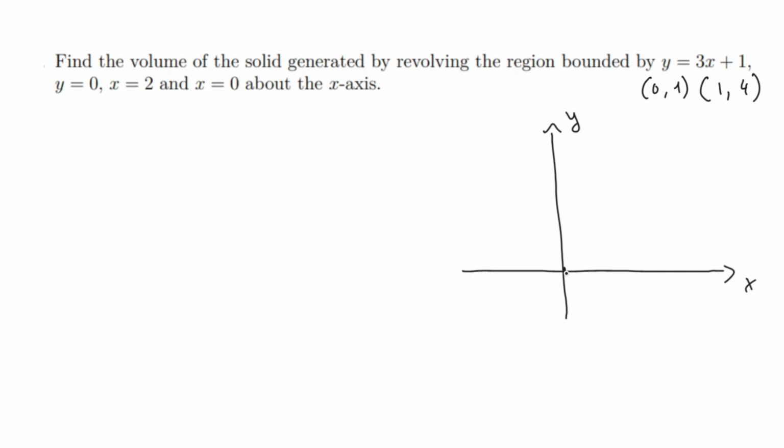When x equals 0, y is 1, so this is the first point. When x equals 1, y equals 4: 1, 2, 3, 4. So this is the point (1, 4). I will connect these 2 points together, and we have y equals 3x plus 1, which is this line. We have to find the volume between this function and y equals 0. Y equals 0 is the x-axis.